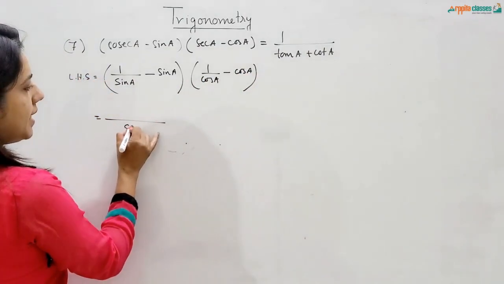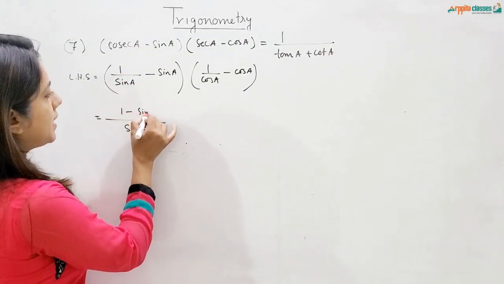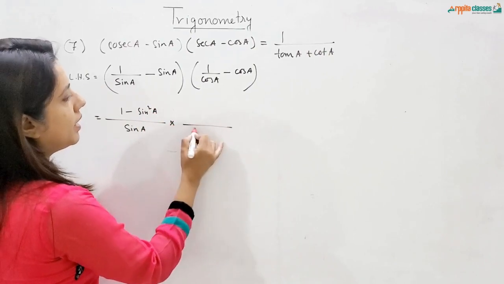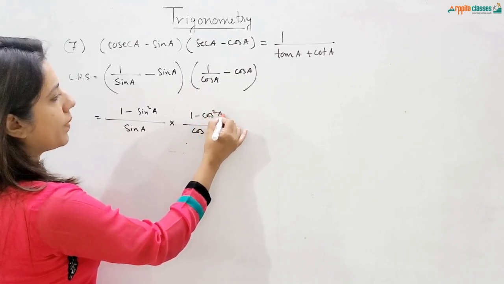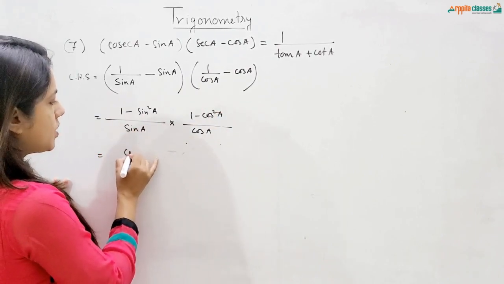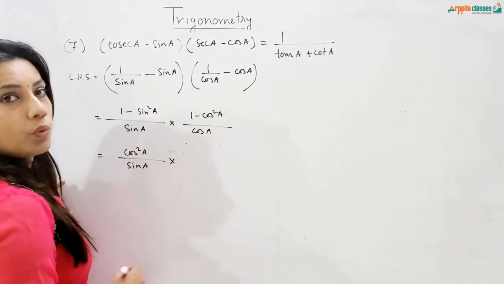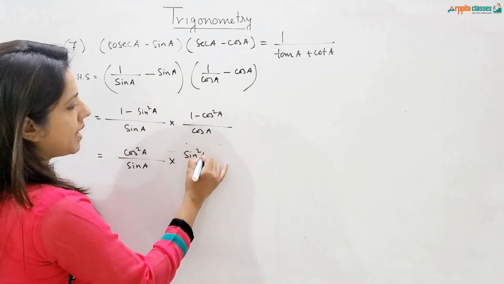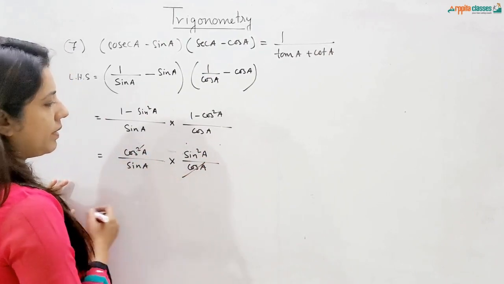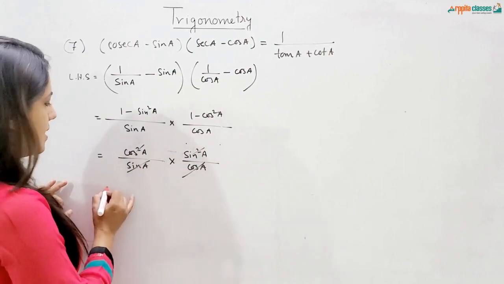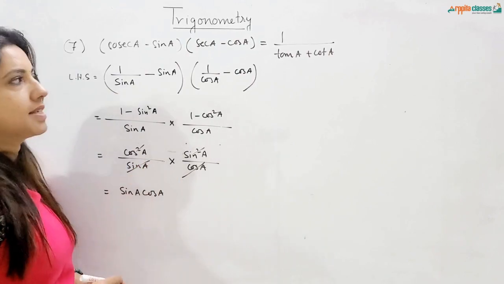So I will take sin A as the LCM here, so it will be 1 minus sin square A. Cos A is the LCM here, so it will be 1 minus cos square A. 1 minus sin square A is cos square A upon sin A, into 1 minus cos square A is sin square A upon cos A. So this cos A and this square will get cancelled, sin A and this square will get cancelled. So I will get sin A into cos A from the left hand side.